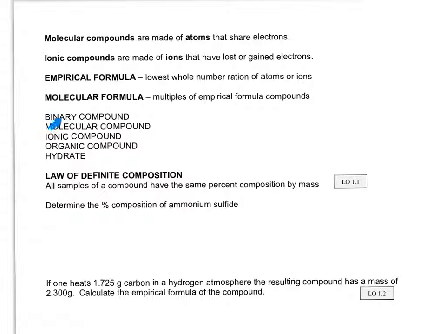Binary compound means that it's a compound made of 2 elements. Molecular compound, like we said, means it's covalent. Ionic compound means it's ionically bonded, it's made of ions. Organic compound means that it's made up of mainly carbons and hydrogens. Hydrate, if you remember from last year, a hydrate means it's an ionic substance that has water trapped in its crystal.